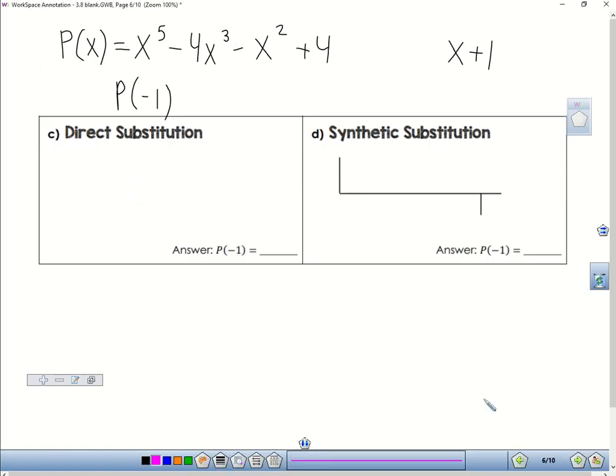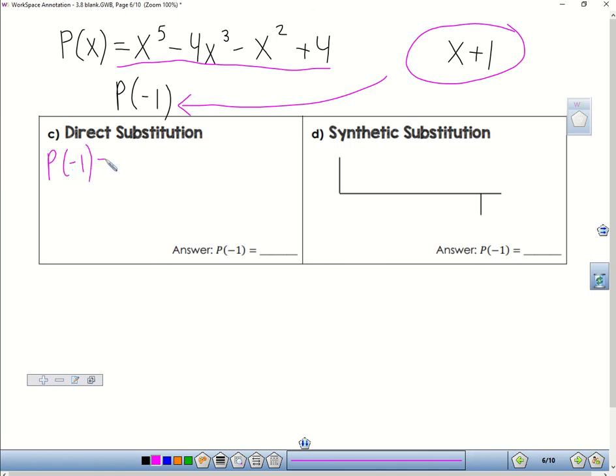So now we're going to do direct substitution. Direct substitution just means if I give you this expression and I say we want to see if it's a divisor, what you do is you can just plug in a -1. So this is p of -1. So all you're going to do is replace all of the x's with -1 in your equation. So it's just going to be everything replaced with -1.